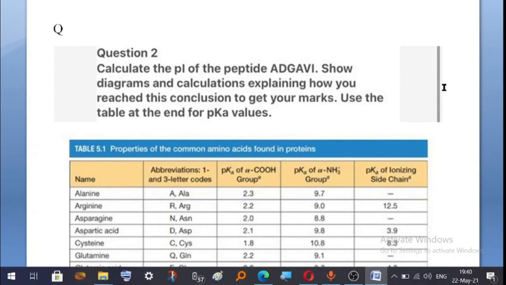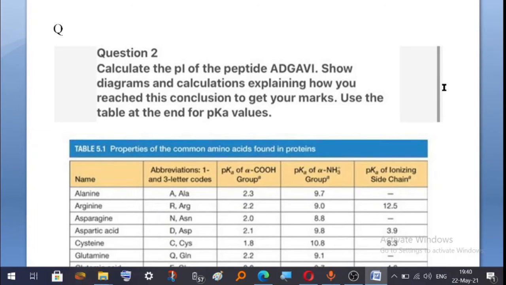I hope you guys can see the question on the screen. Let me read the question for you. Calculate the pI of the peptide ADGAVI. Show diagrams and calculation explaining how you reached this conclusion to get your marks. Use the table at the end for pKa values.